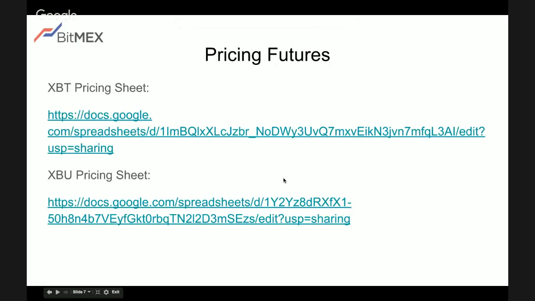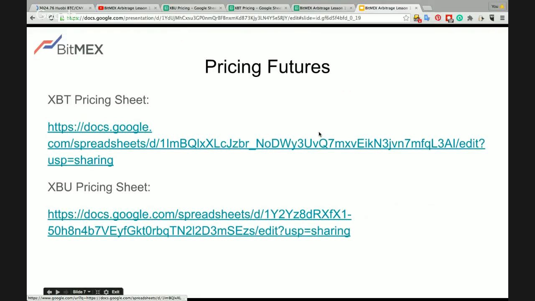Now we're going to move on to the pricing spreadsheets that I have. We have an XBT pricing spreadsheet for quanto futures contracts and an XBU one for inverse. I'll focus on the XBT pricing sheet first.